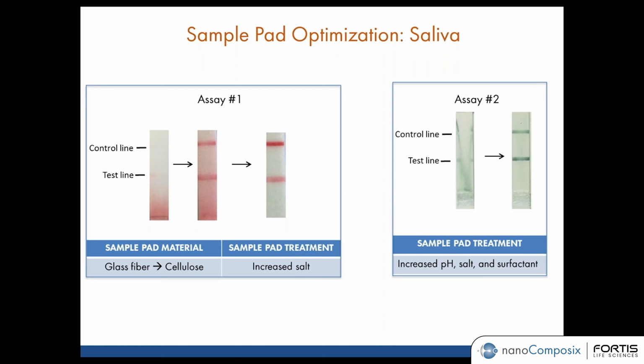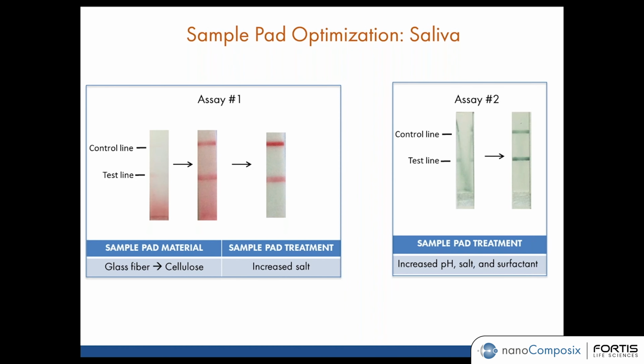The assay number 2 on the right was another assay that also used saliva as the sample medium, using gold nanoshells as the detector particle. We tried to apply this same sample pad material and treatment shown on the strips to the left, and the flow is extremely poor, as you can see in the first strip for this assay. This required an increase in the pH, salt, and surfactant used in the sample pad treatment to allow flow of the saliva through the strip.